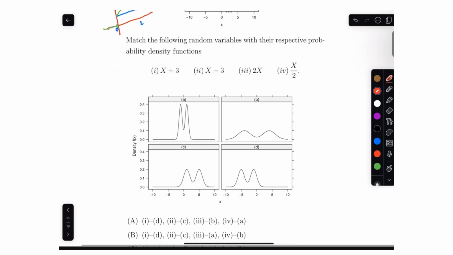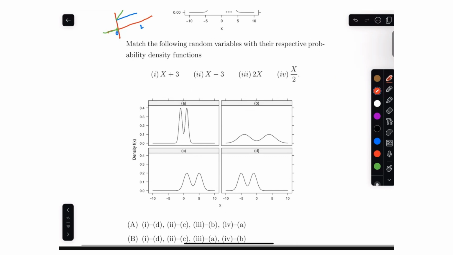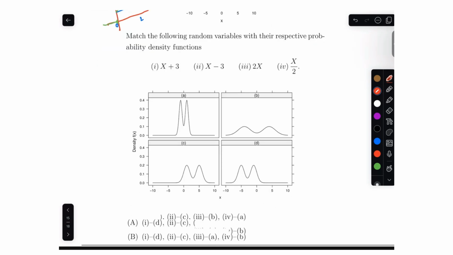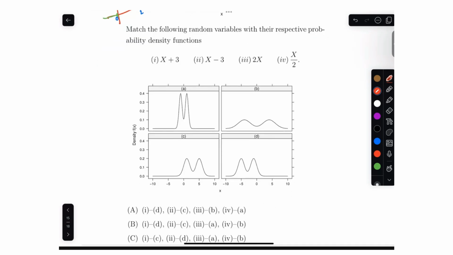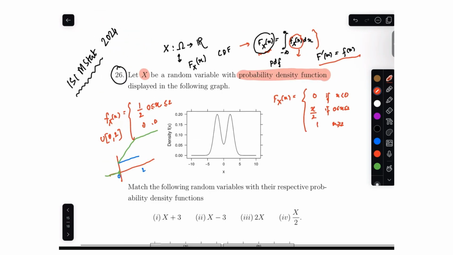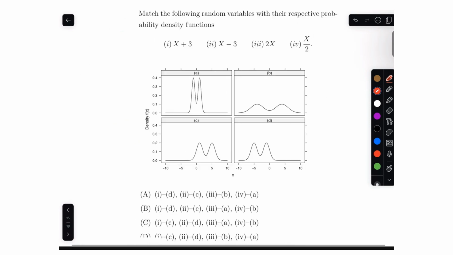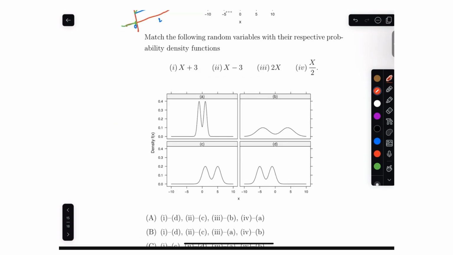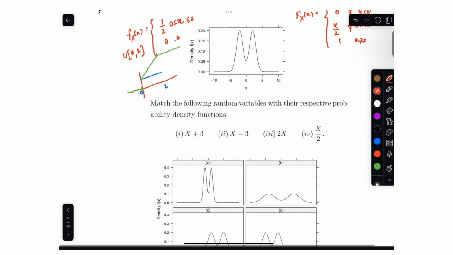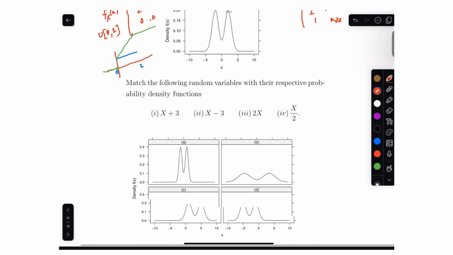It's asked to match the following random variables with the respective probability density functions, or distributions. Essentially there are 4 random variables given and 4 plots given. X is defined here. So it's asked to match the following. Essentially, you have to understand how the density is moving or changing. Okay, so let's see.